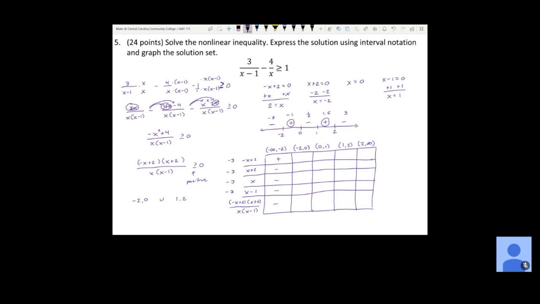Now, last piece is we got to get brackets and parentheses right. In this case, the -2 and the +2 came from the numerator, and we wanted this to be greater than or equal to 0. So these two values here actually make the fraction equal 0. They're going to be included. However, the 0 and the 1, if I plug those in, that's going to give me a 0 in the denominator, and that would be undefined. And so my 0 and 1, I cannot include in my solution. And so this right here would be my final answer.